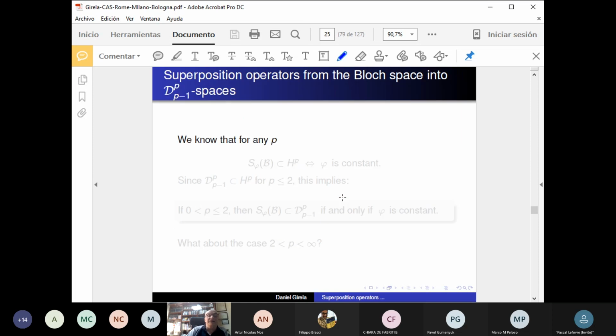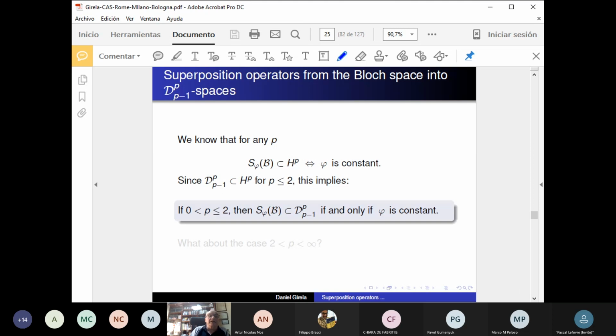There are some things which are easy to say. This is the result that I have just mentioned, that S_phi maps the Bloch space into H^p if and only if phi is constant. So if we take p smaller than 2, since D^p_{p-1} is included in H^p, then from this we certainly obtain that the result is the same if we put D^p_{p-1} here and we restrict to the range 0 less than p less than 2. So for p less than 2, we obtain the same result if we put H^p or D^p_{p-1}.